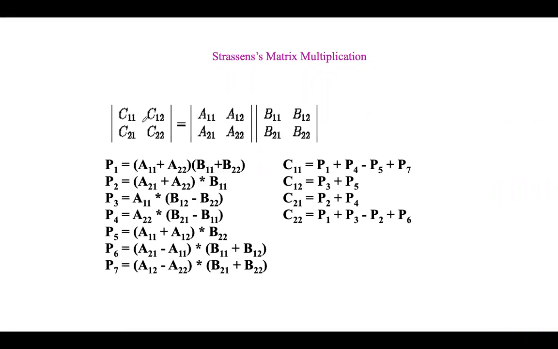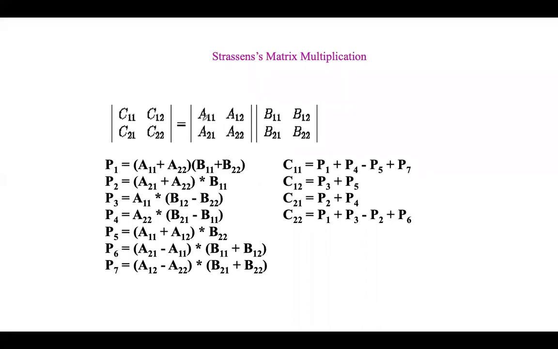See here, this is Strassen matrix multiplication. This is not our basic matrix multiplication. C11, C12, C21, C22, this is what we want. To get this, the formula is different.